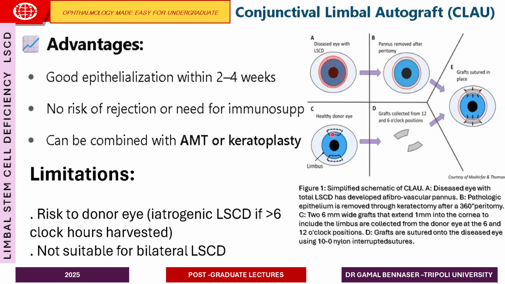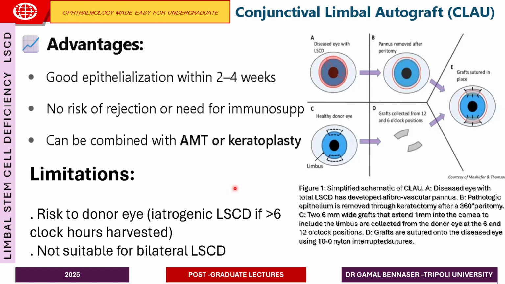So it is advised not more than 1 to 2 clock hours from each side. So totally 4 clock hours should be removed, not more than this. And this type is not suitable for bilateral cases because the chance of heterogeneous limbal stem cell deficiency is high. If you have, for example, a diseased eye and a partial healthy limbal stem cells, you cannot take the risk and remove that part and implant it into the other eye.